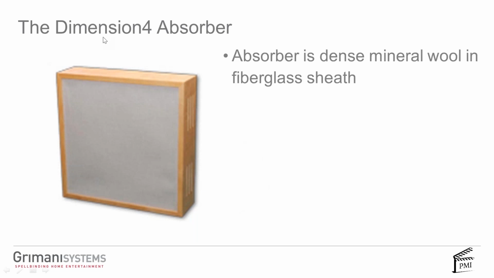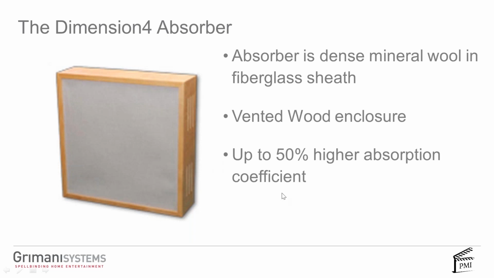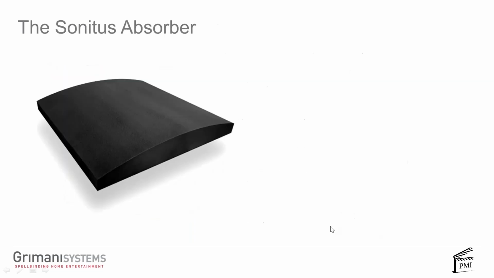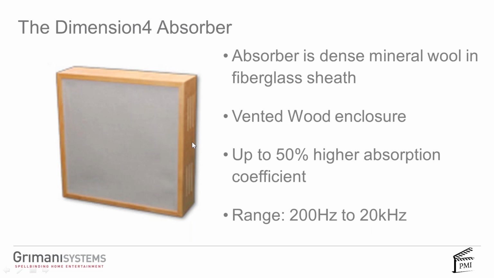This is our highest end absorber, called the Dimension 4 Symphony Absorber. It is a 4-inch thick combination of mineral wool and fiberglass with a very high absorption coefficient, but it's placed in a vented enclosure box. The sides are absorptive up to about 2 kilohertz, and above that they reflect the sound. The high frequency energy is actually scattered off the side of this box.